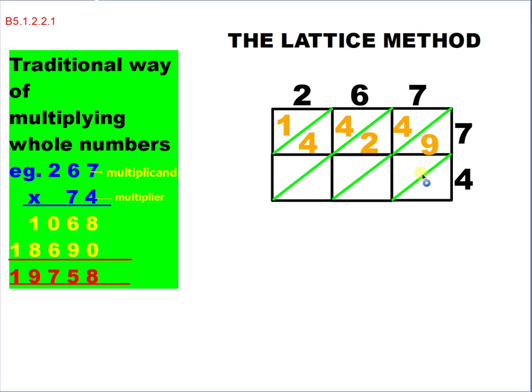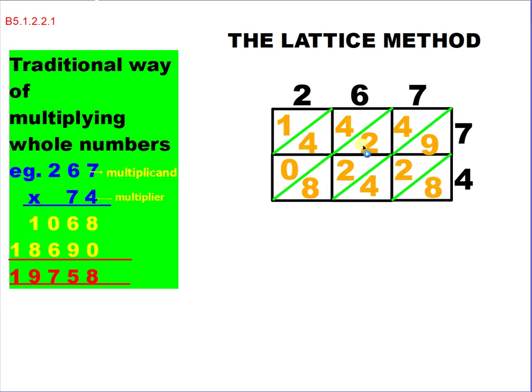Let's see how this one too will look like. So we have 8 being placed down here, and because there is no digit for the tens, we put 0 there. Now 24, 2 for the tens and 4 for the ones. And then 28, 2 for the tens and 8 for the ones.